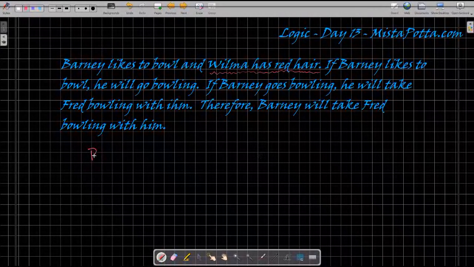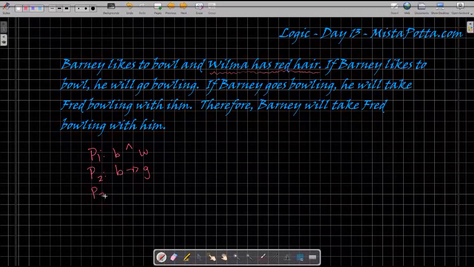So my first statement says Barney likes to bowl and Wilma has red hair. So that's a conjunction of two statements. We'll call them B and W. For the second premise, we have if Barney likes to bowl, he will go bowling. So we'll have B conditional G.